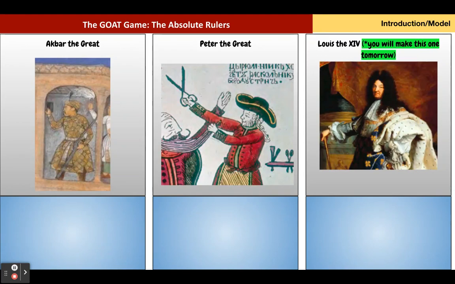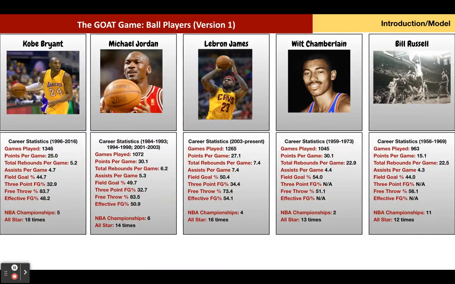Now take this time to complete the greatest of all time game trading cards for the absolute rulers Akbar the Great and Peter the Great. Complete the information in the space in blue, and note that you will have time in the next lesson to complete the Louis XIV trading card. And as a reminder, these are the basketball greatest of all time game cards.